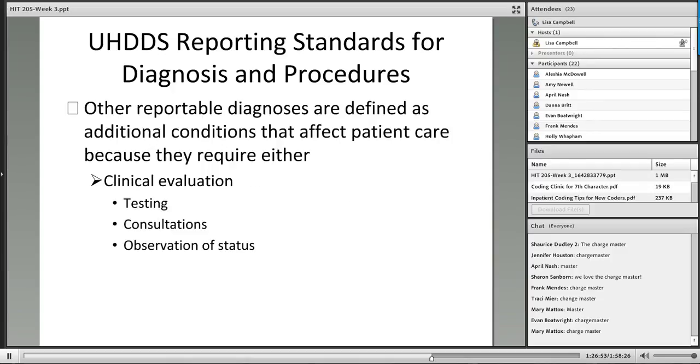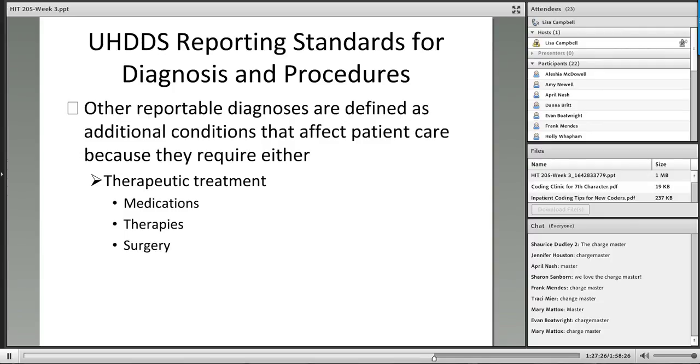So we saw earlier that other diagnoses that require clinical evaluation should be treated. Well, what do we mean by clinical evaluation? There was some testing for it. There was a consultation. There was an observation status for that condition. That is something that requires clinical evaluation. What's meant by therapeutic treatment? Something to treat the problem.